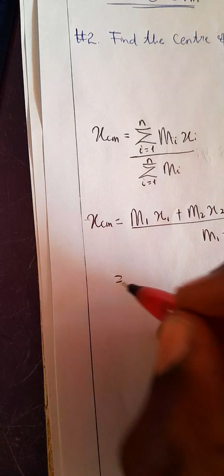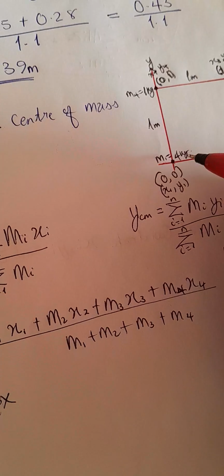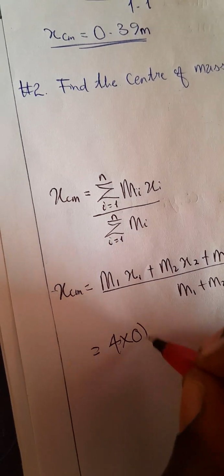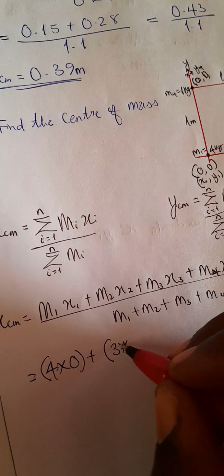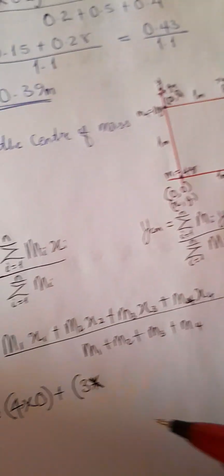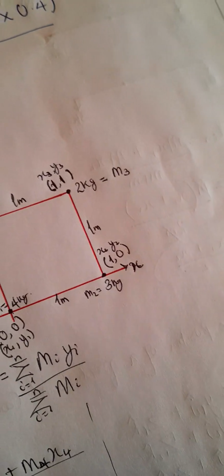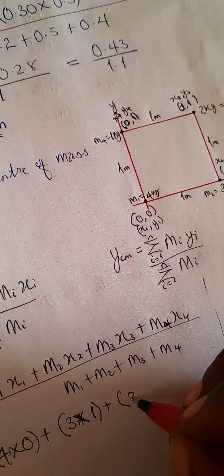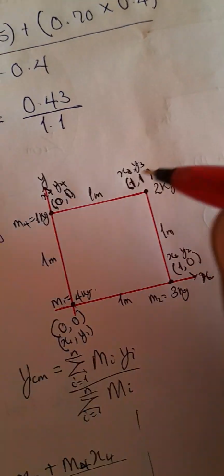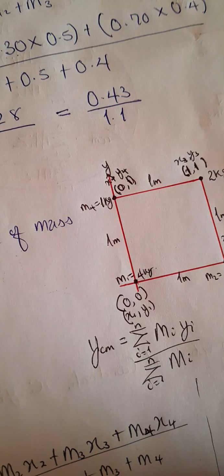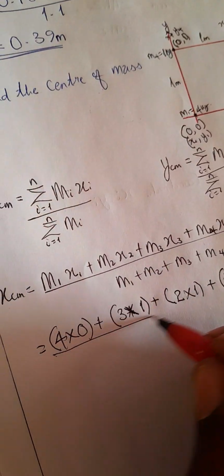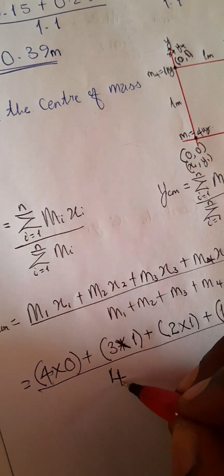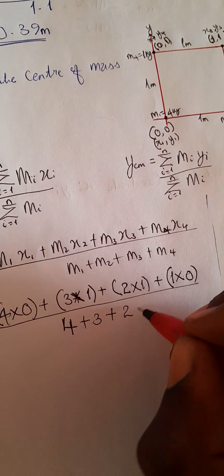All right, let's go in and substitute the value for m1. m1 here is what? 4. I'm going to write 4 times the position, x1 here is what? 0. Plus, let's go to m2. m2 here is 3 times the position, x2 here is what? 1. Plus, let's go to m3. m3 is 2 times the position there, which is 1. Plus m4 is 1 times the position there, which is 0. Over the sum of the masses, that's 4 plus 3 plus 2 plus 1.